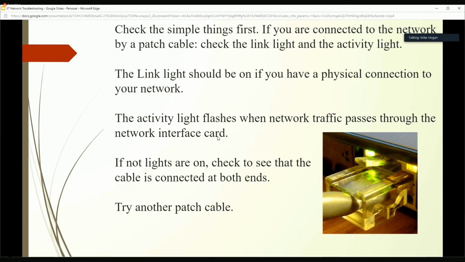If the lights are not indicating that you have a connection, it's always easy to try another connection, try another cable. Keep things simple.